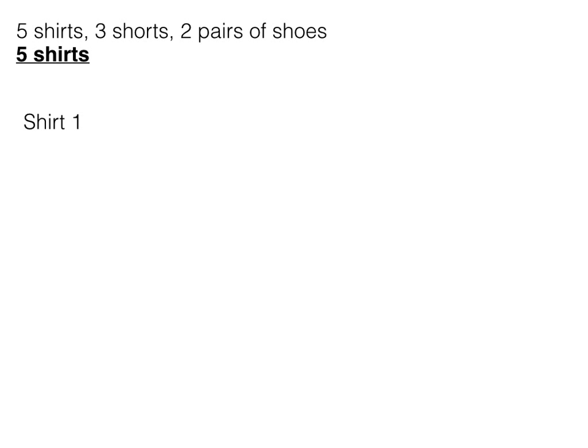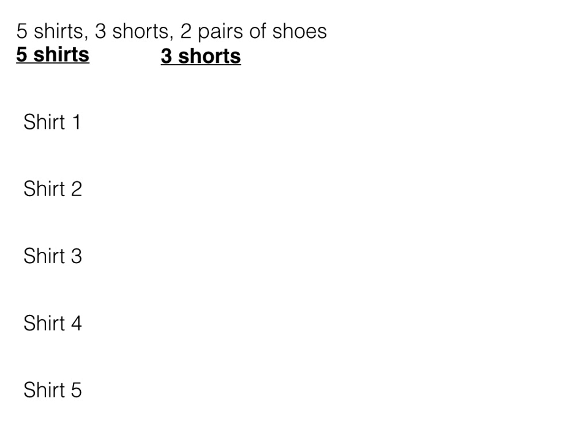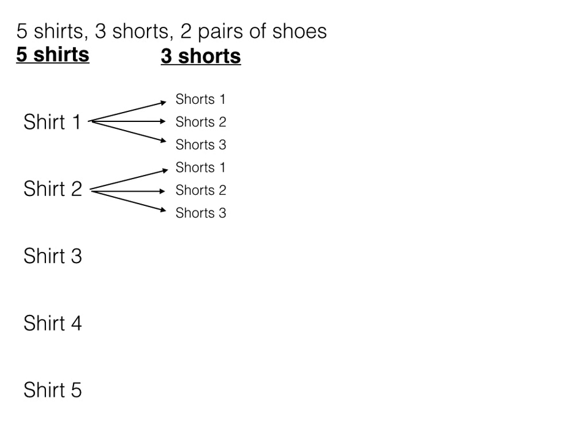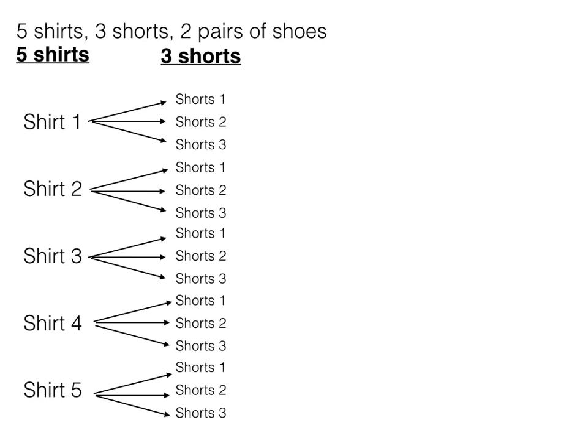Alright, not a very exciting problem, but a good demonstration. So let's list the 5 shirts. We have shirt 1, shirt 2, shirt 3, 4, 5. And if we chose shirt number 1 to wear to the party, we still have 3 choices for our shorts. We could do shorts number 1, shorts number 2, or shorts number 3. If instead of choosing shirt number 1, we chose shirt number 2, we would still have 3 different shorts to choose from: shorts 1, 2, or 3. The same thing for shirt 3, shirt 4, shirt 5. No matter which shirt we choose, we have 3 different shorts to choose from.